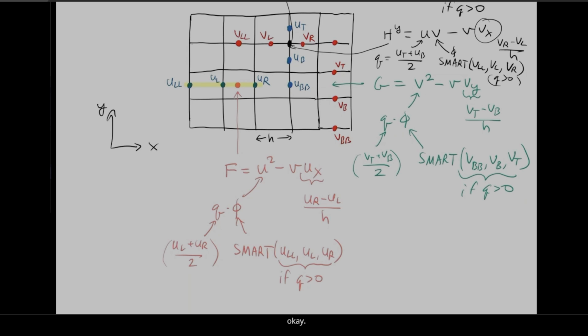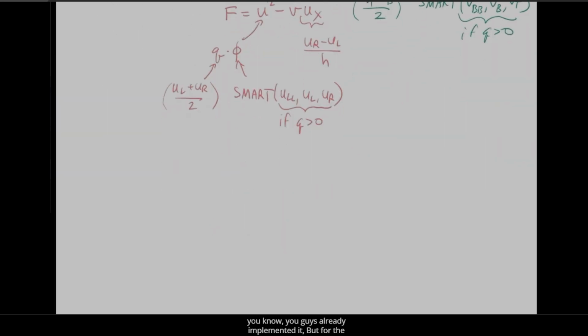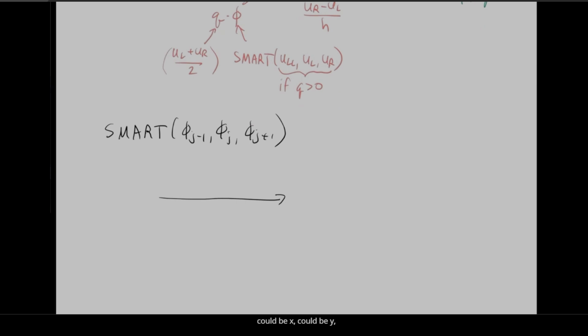Good. Okay. I'm going to move on to just briefly what the SMART limiter is doing. You already implemented it, but for the purpose of this flux evaluation, SMART is now referring to using the phi value. Whenever you have 3 values in a row in some coordinate direction, could be x, could be y, there's your phi j, there's your phi j minus 1, and there's your phi j plus 1. Let's make them a little more equally spaced, just because I want to make sure I get the value halfway in between.